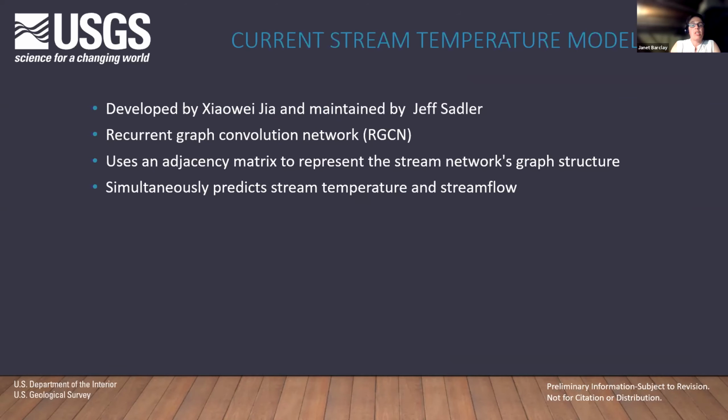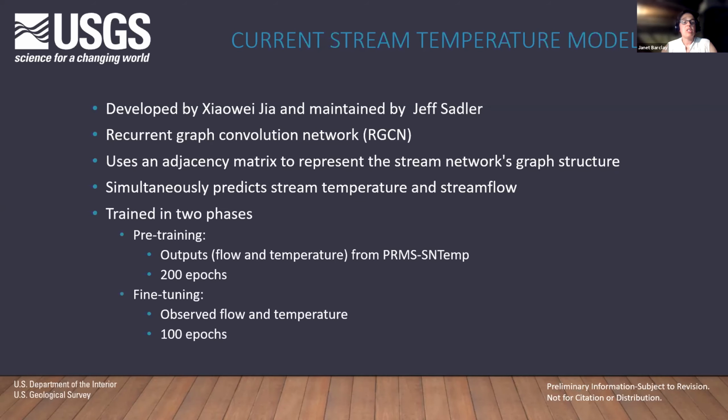The stream temperature model that I'm working from was developed by Xiaowei Jia and is currently being maintained by Jeff Sadler. As I mentioned, it uses a recurrent graph convolution network, and it has an adjacency matrix to represent the stream network's graph structure. This model simultaneously predicts stream temperature and stream flow. We're using data from 1980 through 2016 for the results I'm presenting today.